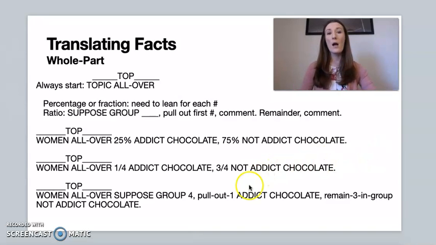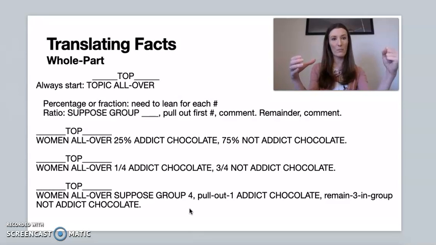Okay. What the book calls a ratio. You still start the same, women all over. But you're not going to lean. You're going to set up the total as a group, and then you're going to pull people out. So we're saying 1 in 4 women or 25%. Our group is 4. So we're going to say suppose group. I'm going to set my group up on my non-dominant side, because I need my dominant side to pull people out.